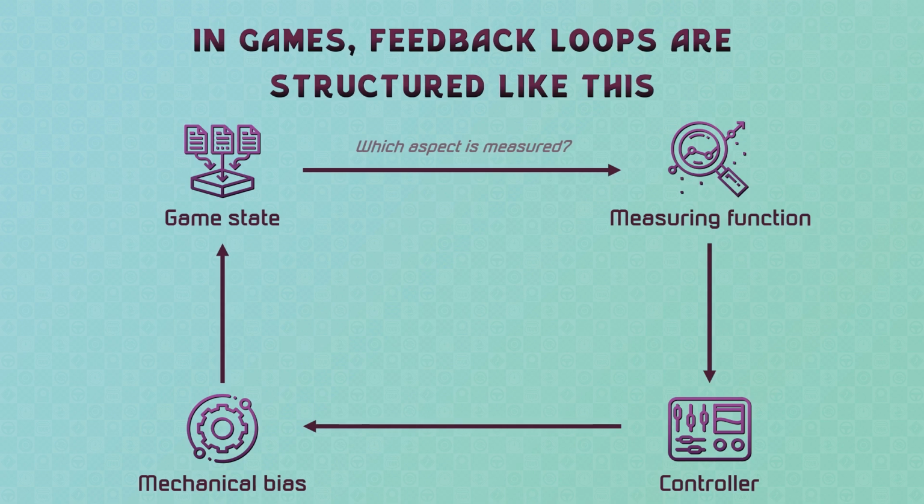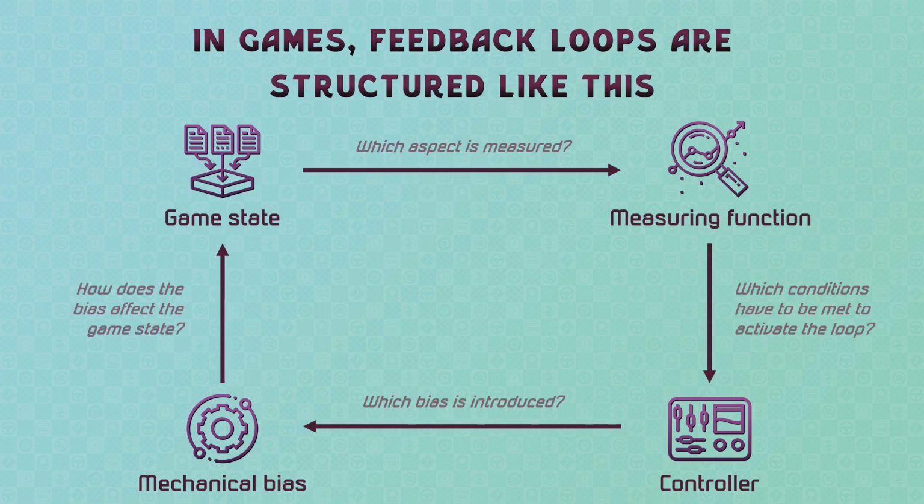Then from measuring function to controller, the question is which conditions have to be met so that our feedback loop is activated. Is it running all the time, or does the measured variable have to surpass certain thresholds? Then of course we have to determine which bias our controller introduces into the game, and this doesn't have to be a single one. It could be different biases based on the result of our measuring function.